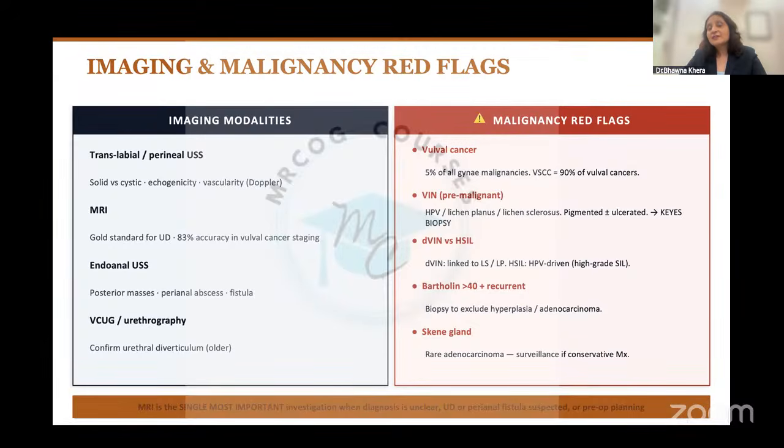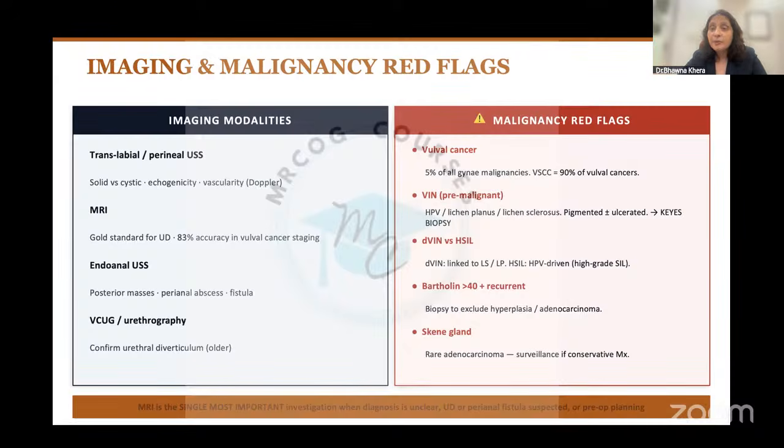What are the red flags? Vulval cancer is 5% of all gynae malignancies, and vulval squamous cell carcinoma can be 90% of the vulval cancers. VIN, pre-malignant, HPV, lichen planus, lichen sclerosus, very important. Pigmented plus or minus ulcerated, go for the Keyes biopsy. Highly differentiated VIN or the highly malignant lesions, depending on the age of the patient, can be there as well. Bartholin's, if more than 40 plus recurrent, again biopsy is important because of carcinoma.